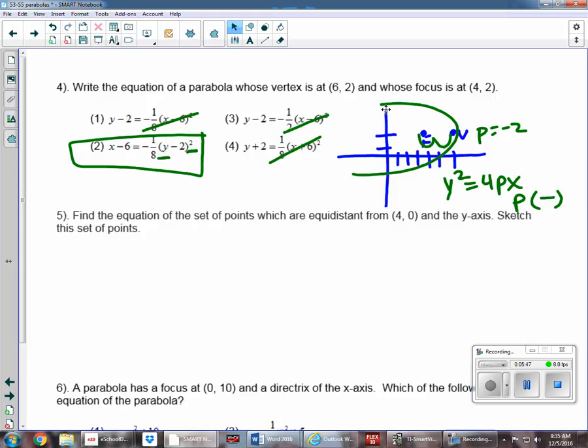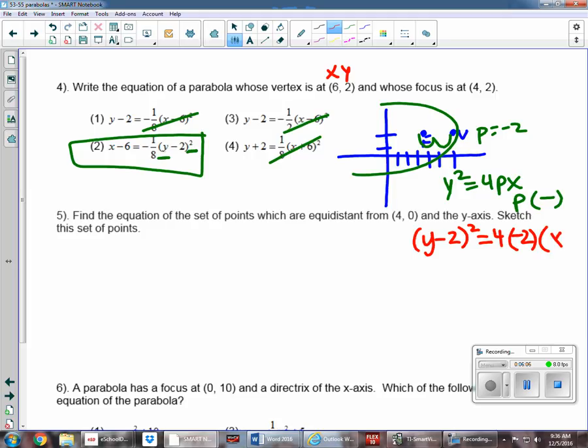Now, some people in class were like, well, where's the 8 coming from? If you were to actually write this equation, the vertex is x, y, or (6, 2). So if you wrote y minus 2 squared equals 4 times p, which was -2, and then x minus 6, this Regents was a little tricky for this problem. They wanted you to solve for x minus 6.